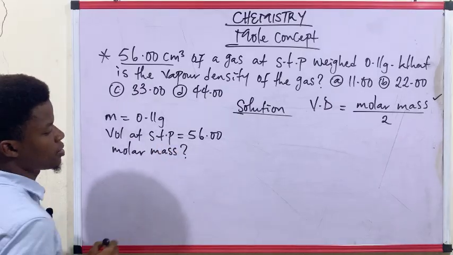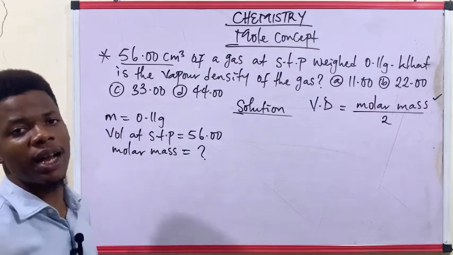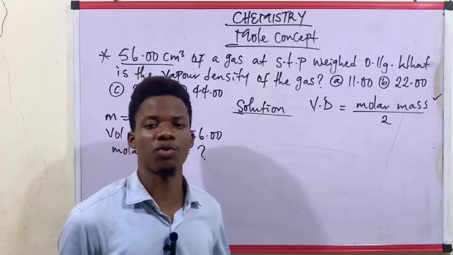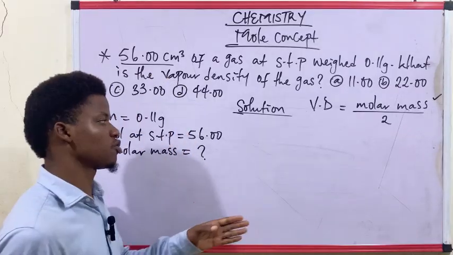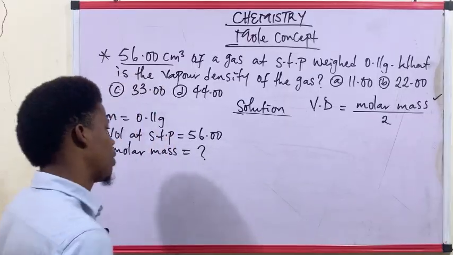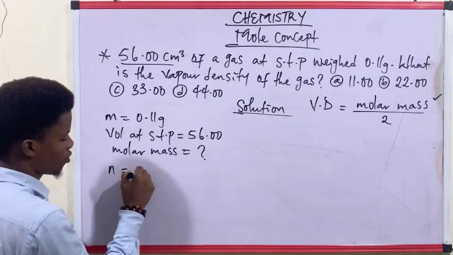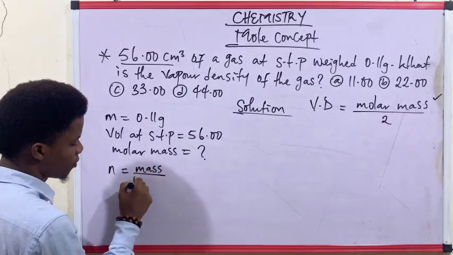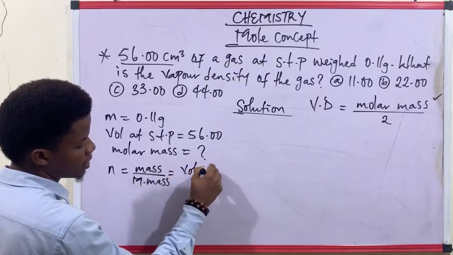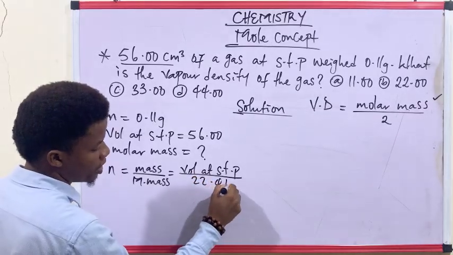So let us find molar mass. We want to find the molar mass, right? Now, how do we find the molar mass? Remember that chain formula. If you go through the chain formula, you see that we have N is equal to mass all over molar mass, which is also equal to volume at STP over 22.4 dm3. But now, look at it. I want to bring half of the formula. N is equal to mass all over molar mass, which is also equal to volume at STP all over 22.4 dm3.